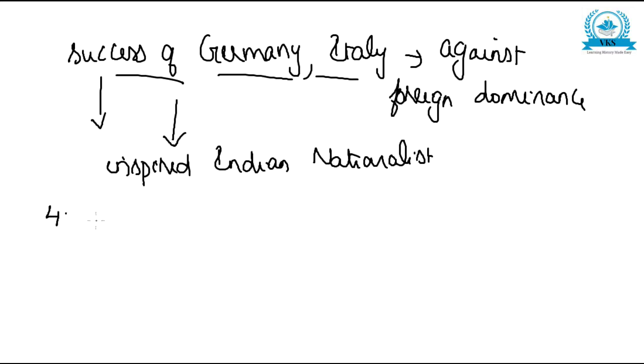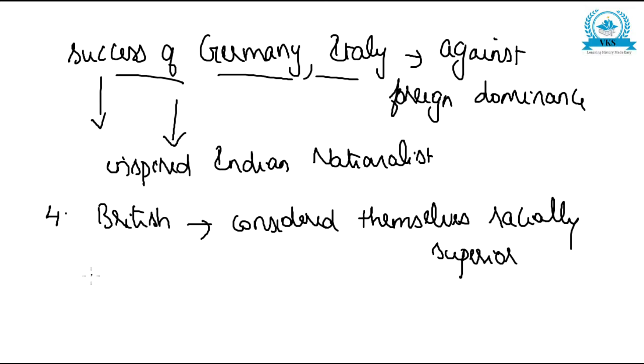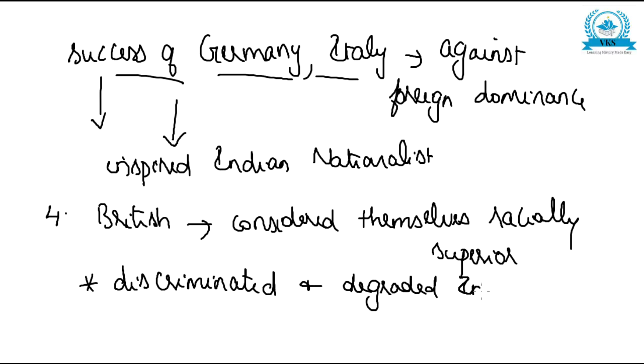Now the fourth factor was that the British considered themselves racially superior to Indians. So they felt that they are racially superior to the Indians. And because of this, they discriminated against and degraded the Indians. Indians had to face a lot of discrimination because the British considered themselves racially superior.